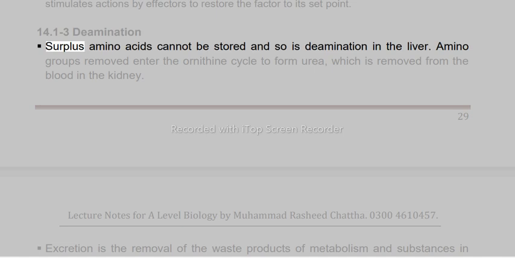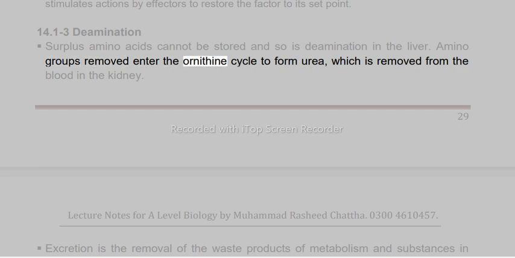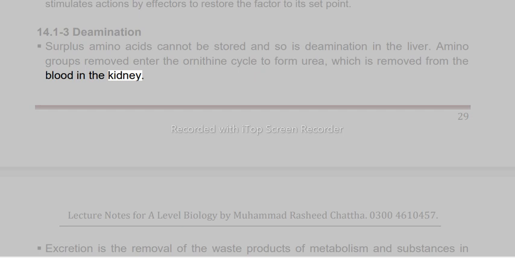14.1-3 Deamination. Surplus amino acids cannot be stored, and so undergo deamination in the liver. Amino groups removed enter the ornithine cycle to form urea, which is removed from the blood in the kidney.